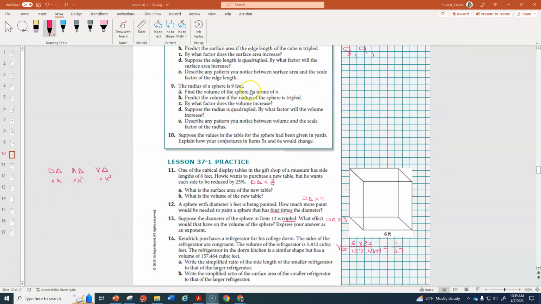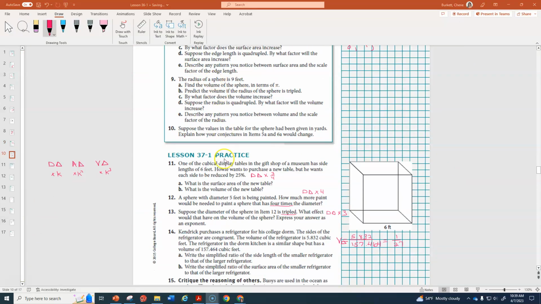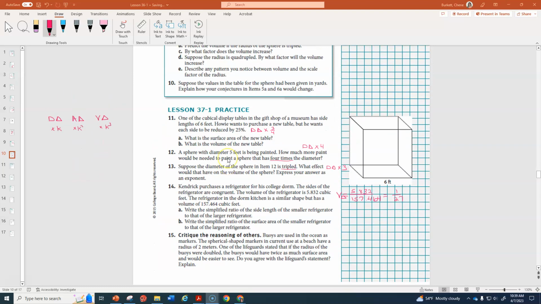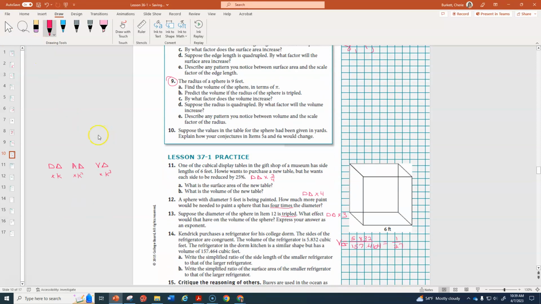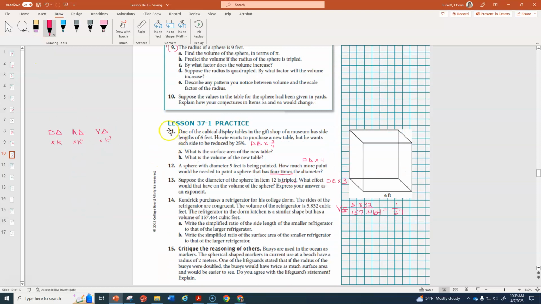Okay, so for your assignment, on page, what are we on? Page 541, you need to do numbers 8 and 9, and then you need to do numbers 11 through 15. So 8 and 9, and then 11 through 15.